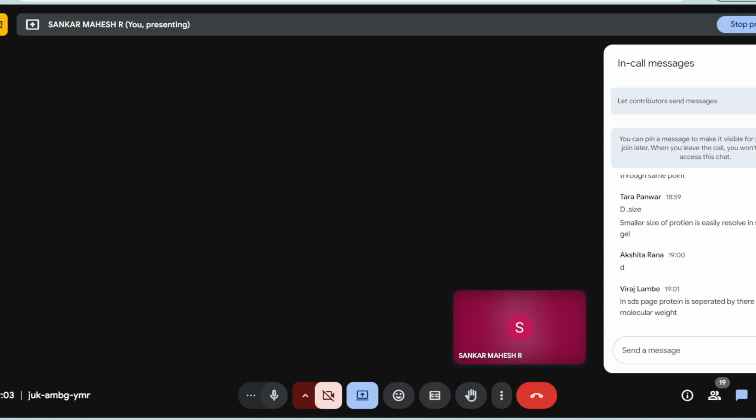Yes, a PAGE experiment is performed. The protein covers 4.5 centimeters. You can take a couple of minutes to think about the question and then mention what RF is and how to calculate RF.